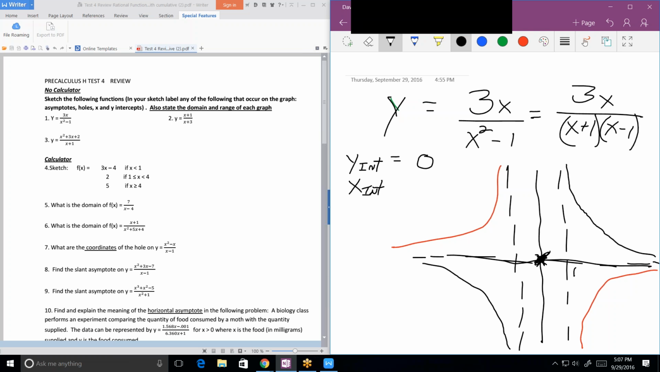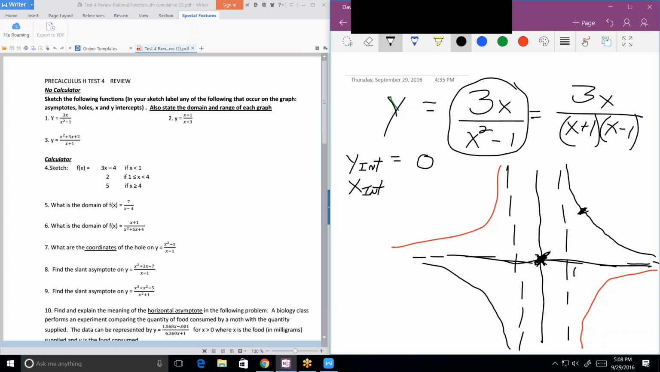If you plug in 2, you get 6 over 3, right? Plug in 2 for x, you get 6 over 4 minus 1. So that's 6 over 3. Well, what that tells you is that when I am to the right of that right vertical asymptote, my y is positive. It's 2.